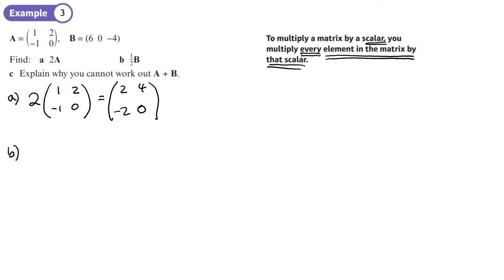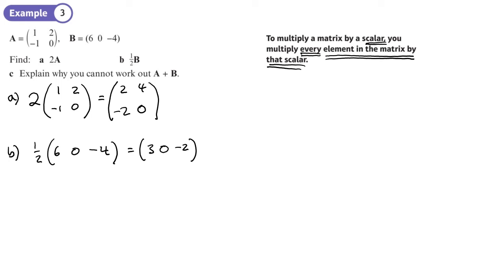Part B, do half of B. So half of the matrix B is 6, 0, 1, negative 4. So every element gets halved. So 3, 0, negative 2. Probably should space them out a bit more. Notice that with addition or subtraction, the matrix doesn't change size. It's the same size as the one that you started with.